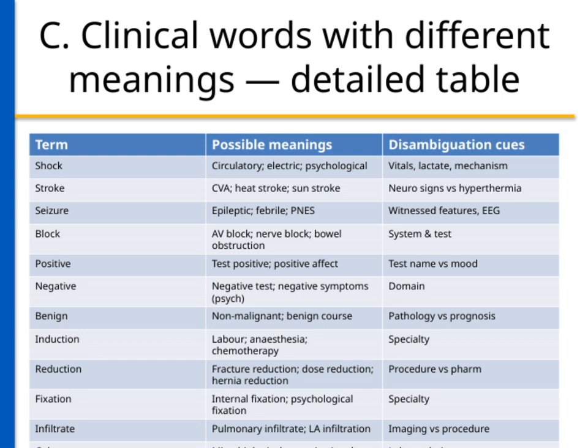Infiltrate can be seen on imaging, like pulmonary infiltrates, or refer to local anesthetic infiltration during procedures. Finally, culture can mean microbiological culture, used to identify pathogens, or organizational culture in a hospital setting. Understanding these words' different meanings is vital for clear communication, especially in multidisciplinary teams. Always consider the context to interpret these terms accurately.